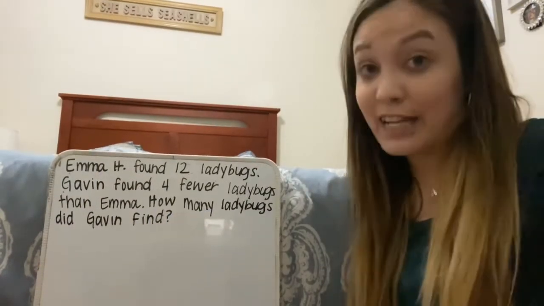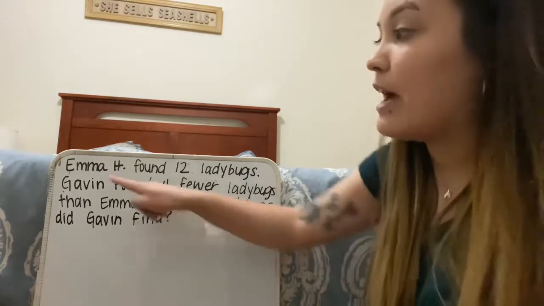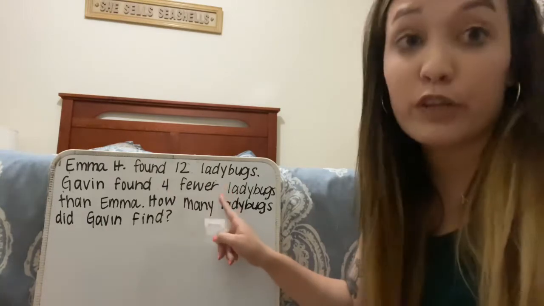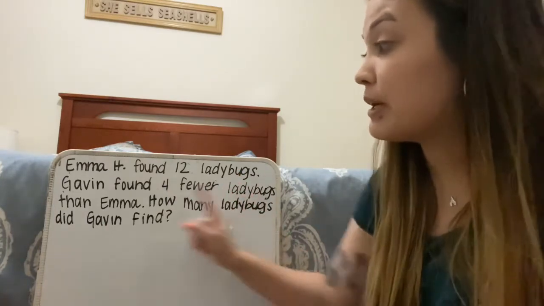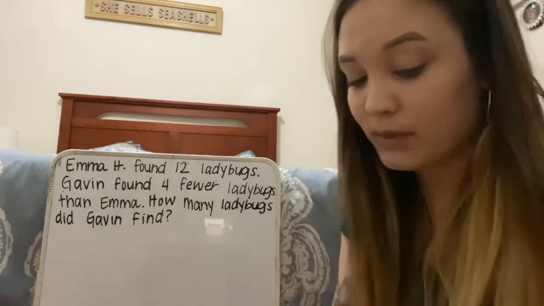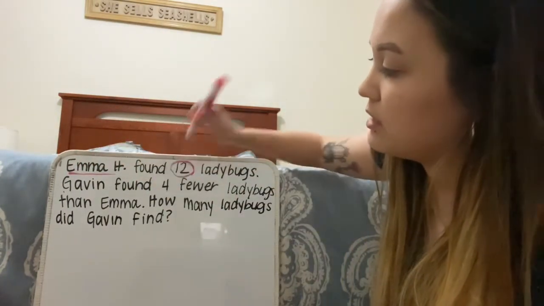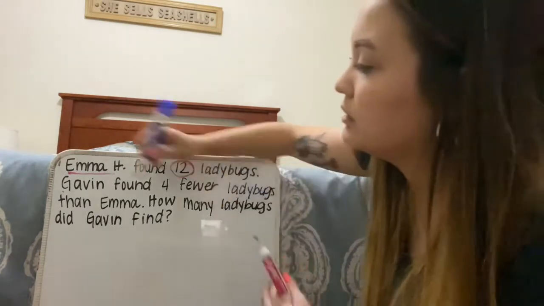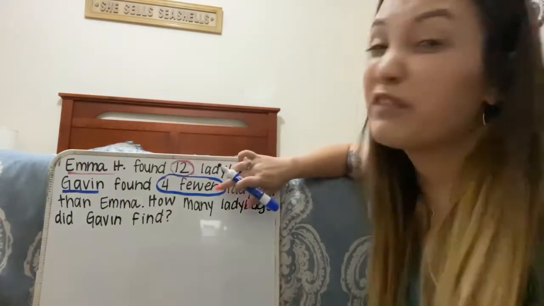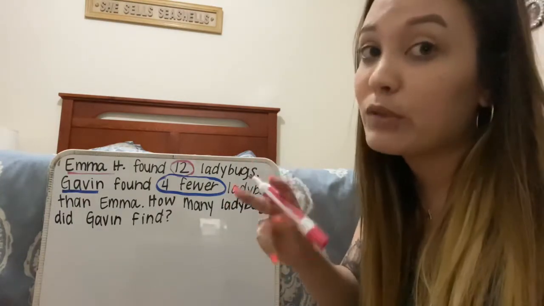All right, so we have the last problem here, and this one is probably the trickiest one. So I'm going to go ahead and read it for you all. Emma H. found 12 ladybugs. Gavin found 4 fewer ladybugs. Remember, fewer means less. So 4 fewer ladybugs than Emma. How many ladybugs did Gavin find? Well, we know we have 2 people again. We have Emma, who has 12 ladybugs. And we also have Gavin, who found 4 fewer. Remember, that word fewer is going to mean something. It's very important.